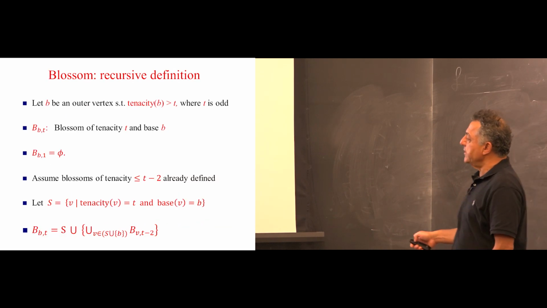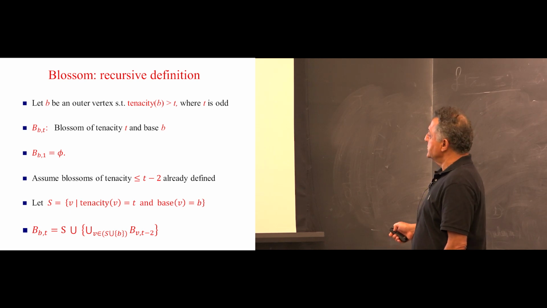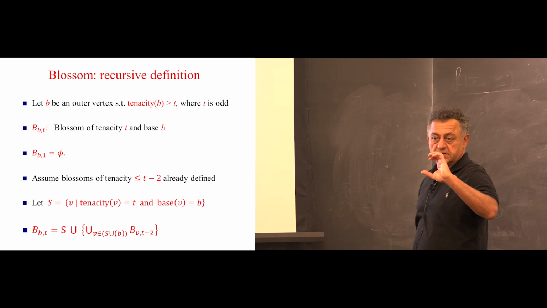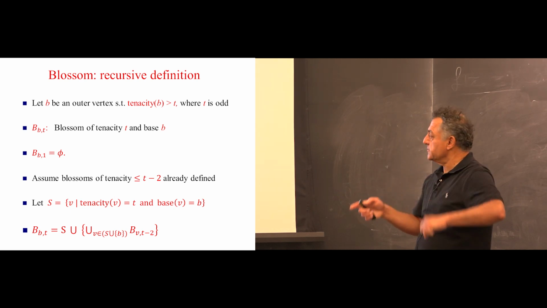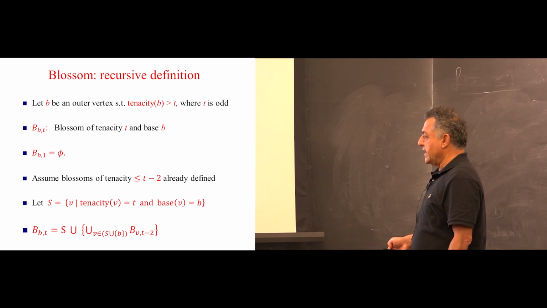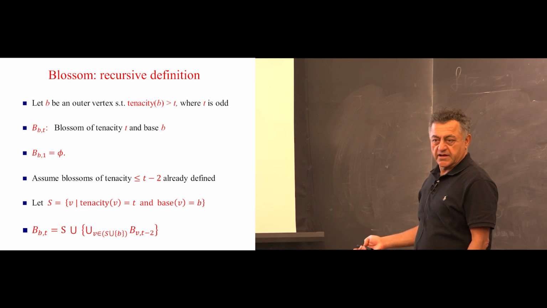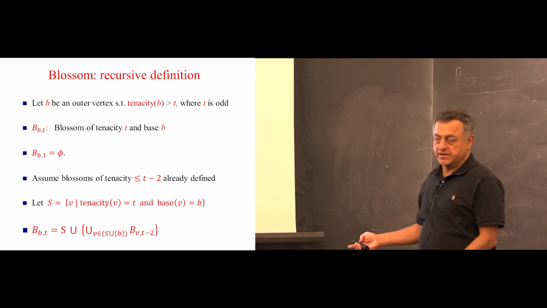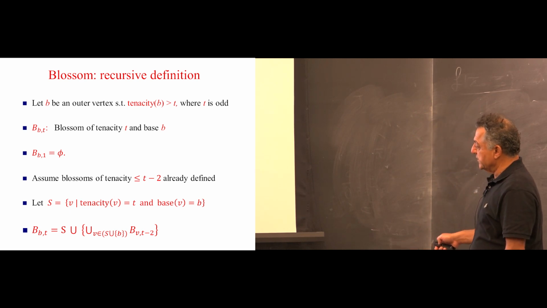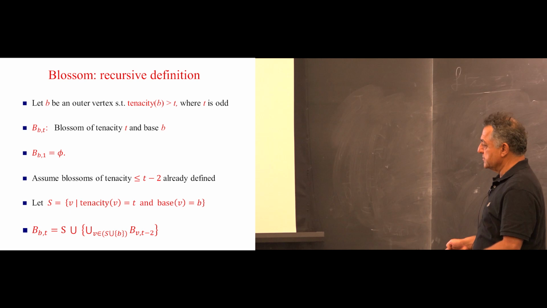So let B be an outer vertex, which has tenacity strictly bigger than T. Then the blossom having base B and tenacity T. So blossoms always have two parameters, the base and the tenacity. The blossom of tenacity T and base B is, well, the empty set if T happens to be 1. No vertex has tenacity 1. And now assume that we have already defined blossoms of tenacity up to T minus 2.